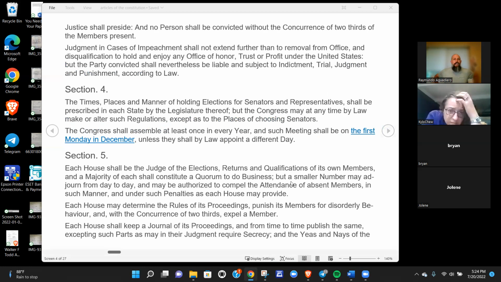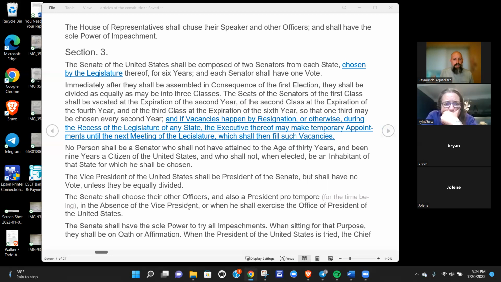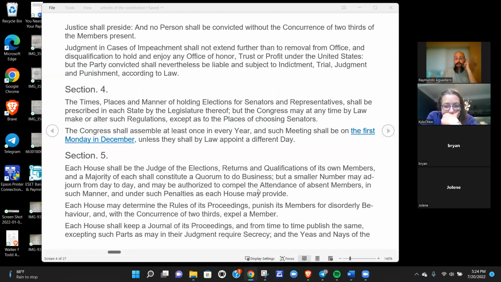Okay, did I skip something here? No, I already said it. The Chief Justice shall preside. So in an impeachment, the Chief Justice holds a trial, and no person shall be convicted without the concurrence of two-thirds of the members present. So in the Senate, 100 people, got to get a two-thirds vote.